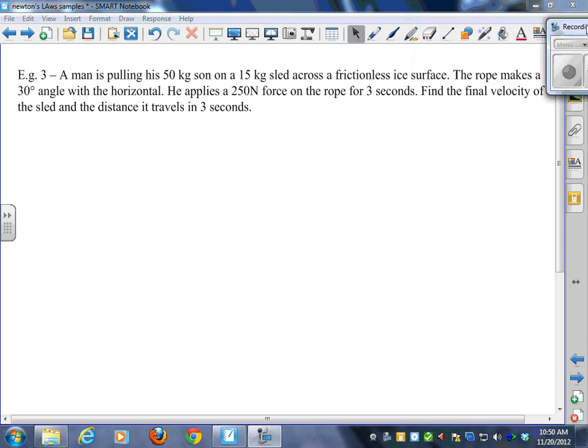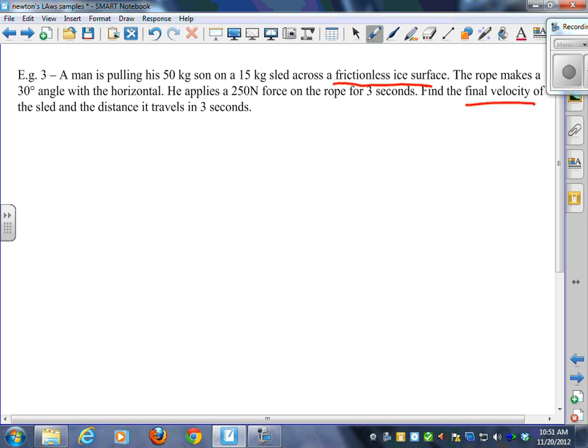Okay. A man is pulling his 50 kilogram son on a 15 kilogram sled across a frictionless ice surface. Yay, it's frictionless. The rope makes a 30-degree angle with the horizontal. We'll come back to that. He applies a 250 Newton force on the rope for 3 seconds. Find the final velocity of the sled and the distance it travels in 3 seconds.